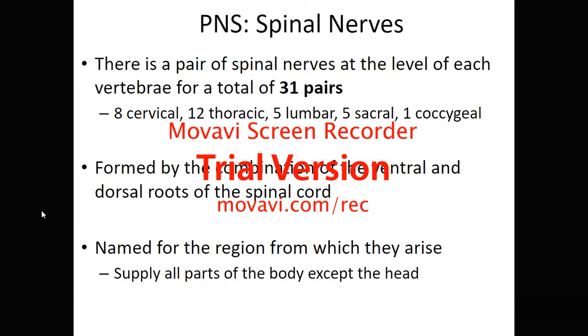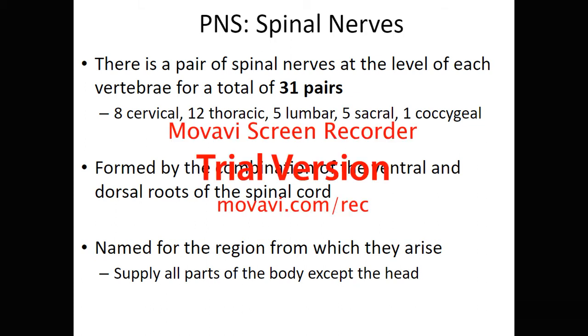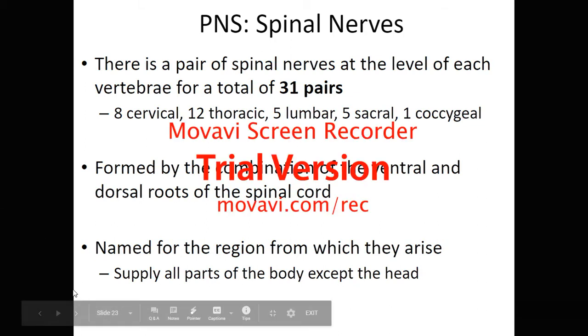All right, so the spinal nerves. There is a pair of spinal nerves at the level of each vertebra, for a total of 31 pairs. So you have 8 cervical, 12 thoracic, 5 lumbar, 5 sacral, and 1 coccygeal, formed by the combination of the ventral and dorsal roots of the spinal cord. They're named for the region from which they arise, and they supply all parts of the body except the head, and the cranial nerves are going to supply the head.